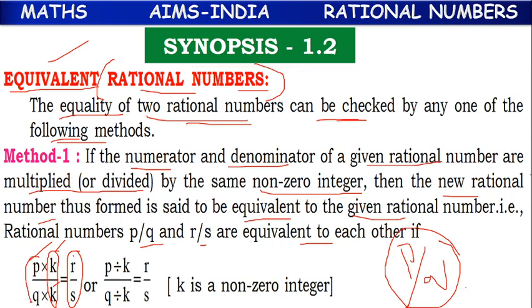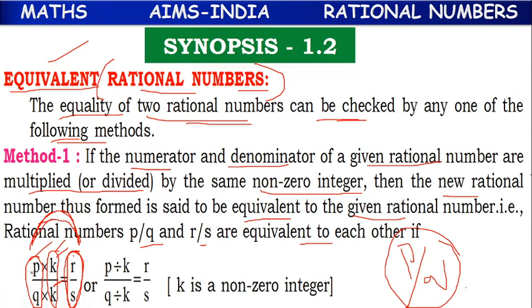First we have a rational number p by q. By multiplying both numerator and denominator with the same non-zero integer, we are getting another rational number r by s. Then we can tell that this p by q and r by s are equivalent to each other.